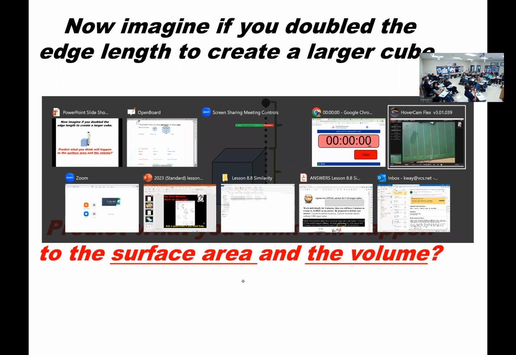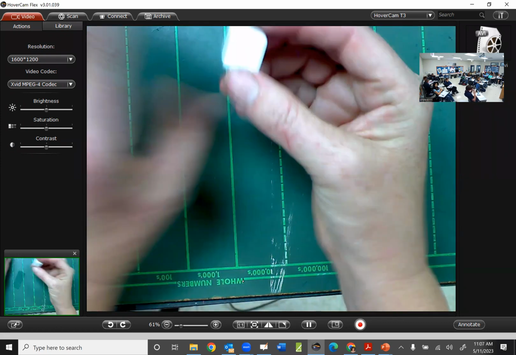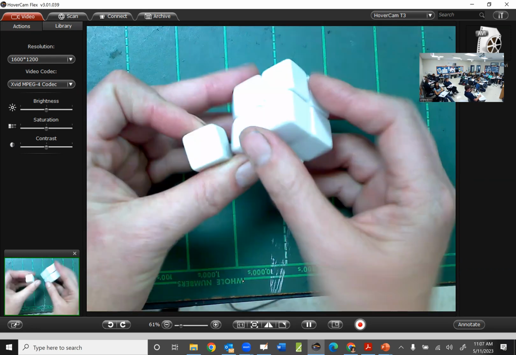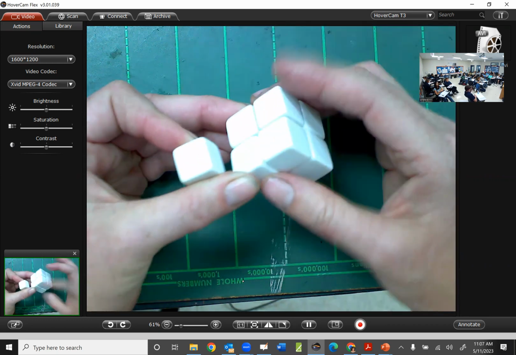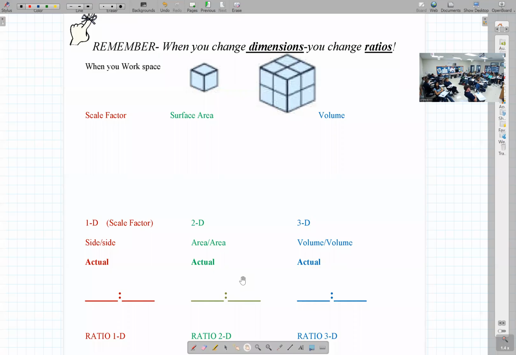So coming over here, and the hovercam is working. Got it. All right, here are our actual cubes. Here's a 1 edge unit cube, 1 edge unit. And then this edge is how many units? 2. That's what we call edge to edge. That's what we call scale factor. And that's only the first dimension. So right, edge to edge is a 1 unit to 2 unit ratio. And we've already established they are similar because they're same shape, different size.